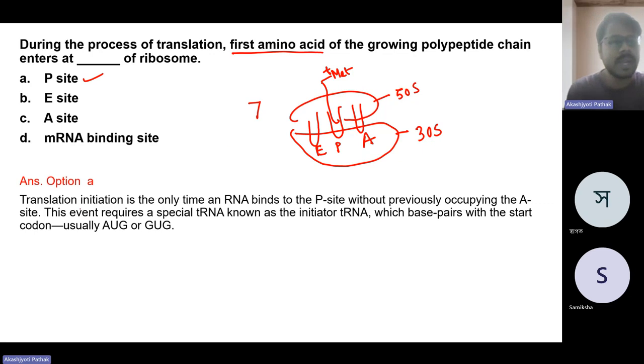Okay, so translation initiation is the only time an RNA binds to the P site without previously occupying the A site. This event requires a special tRNA known as the initiator tRNA. The first codon, or the initiator codon, is AUG. So the AUG codes for which amino acid? Methionine.